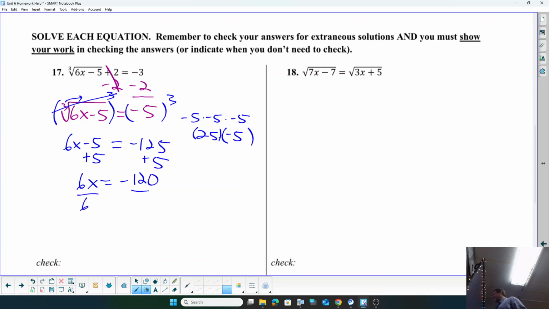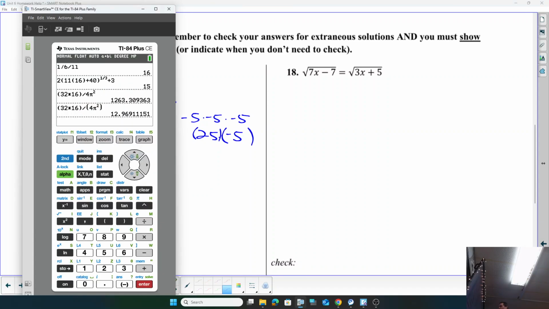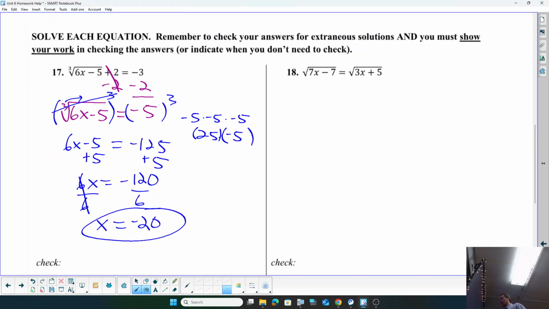So we'll divide by 6. And so x equals, let's see, 6 goes into 12 twice, bring down the 0. So I think we got negative 20 there, right? Negative 20. We'll just make sure there. So we got negative 120 divided by 6. Yep, negative 20. And then we check by plugging it back in.